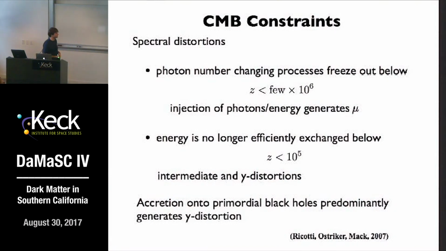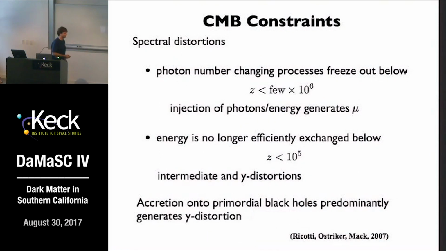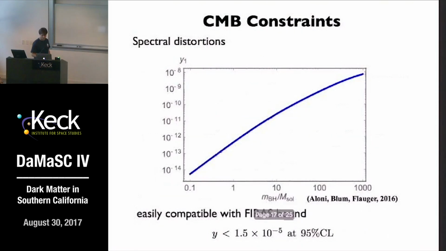Here's the Y distortions that are generated by these black holes. And this is also not something we pointed out. This was pointed out a long time ago in a paper by Ricotti, Ostriker, and Mack. And the one thing that was done in that paper is there's powers of the scale factor wrong in one of the equations. So the only thing we did is fix that equation, compute the spectral distortions, and you see that the spectral distortions that are generated by these primordial black holes are actually quite small.